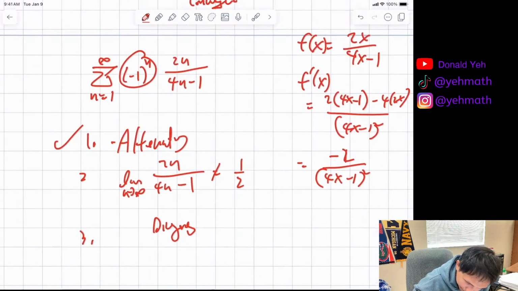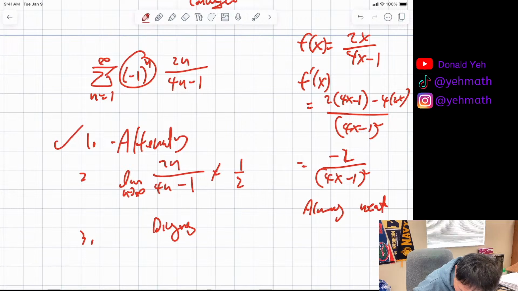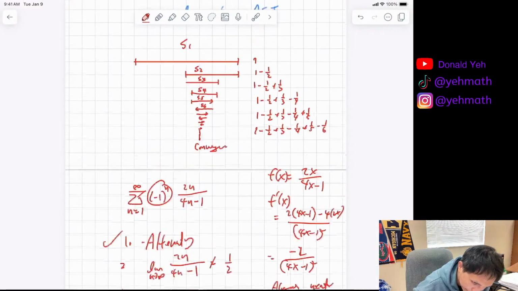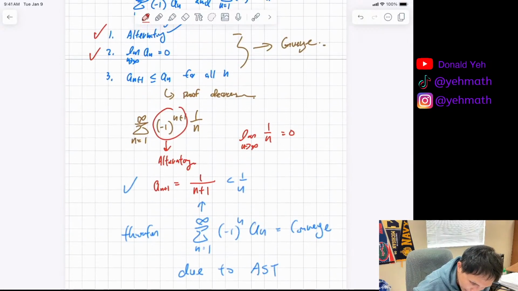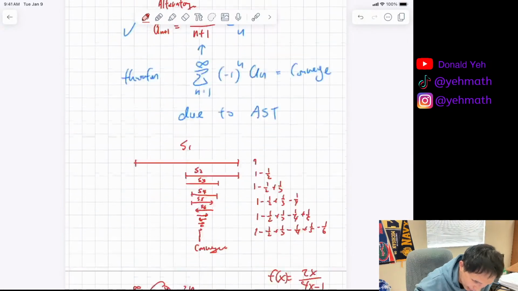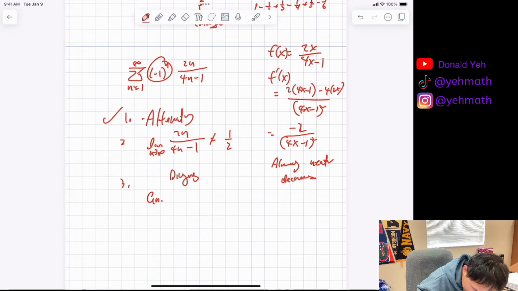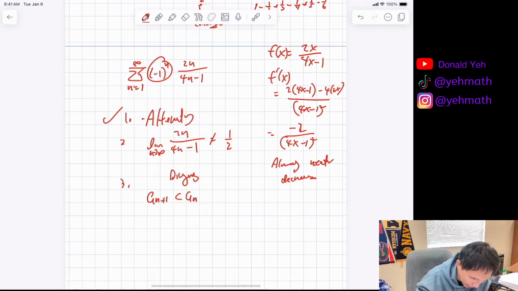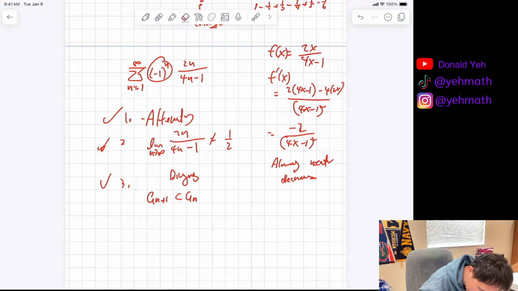Always negative. So always negative means decreasing, which is, what's the third condition? That is the third condition. A to the n plus 1 is less than a to the n. It's always decreasing when n is greater than 1. Check. So this one's check, this one's no.